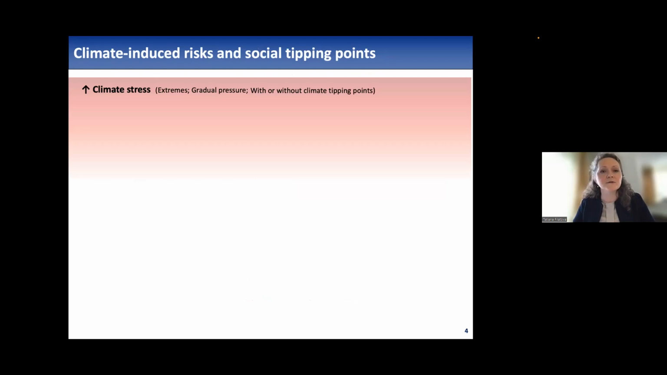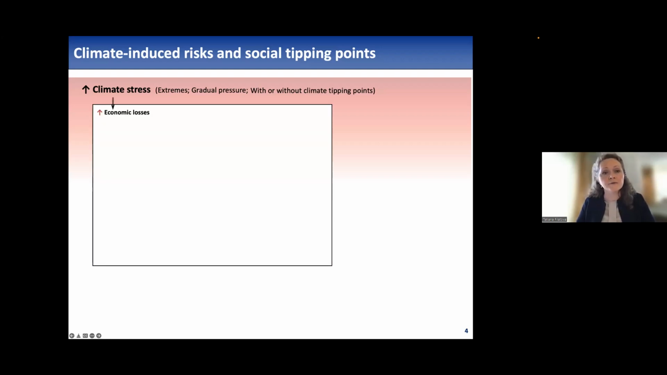So if we look a bit closer into climate-induced risks and the topic of social tipping points that has been, of course, discussed also in the past 2 days, very often what we observe is that there is an increase in climatic stress, both in gradually changing climatic variables, but also extremes. And very often how we measure that back in the socioeconomic systems is through aggregated economic losses and the increase of those. What we document less is that there is also a loss of livelihoods in some locations, usually in the global south, but not only.